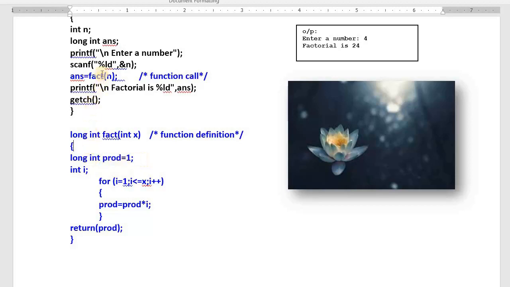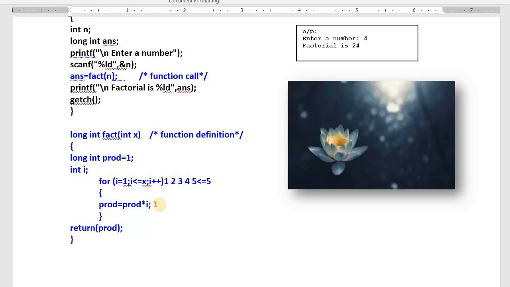Now assume that fact come here, take 5. 5 is transmitted to x. Generate the numbers from 1 to 5. 1 is less than equals to 5. Yeah. 2 less than equals to 5. Yeah. 3 less than equals to 5. Yeah. 4. 1, 2, 3, 4, 5. 5 less than equals to 5. Yeah. What I do with these values?